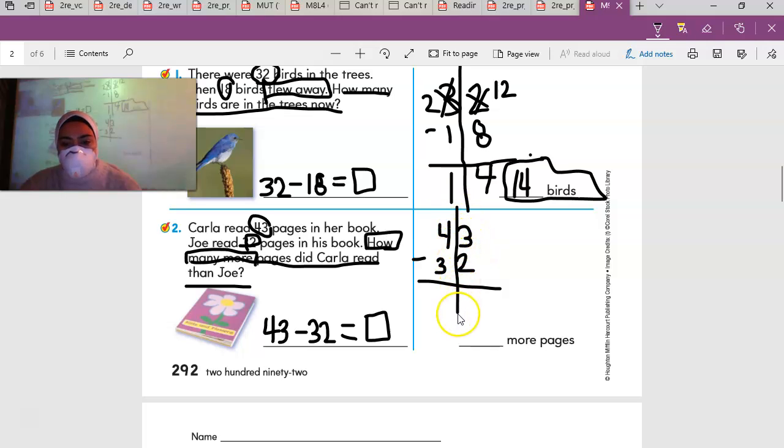It's like a puzzle. 3 take away 2 is 1. Do I have to borrow from the tens place? No, because it's bigger. 4 take away 3 is? How many more pages? 11. And again, what do I want you to do with the answer? Box it.